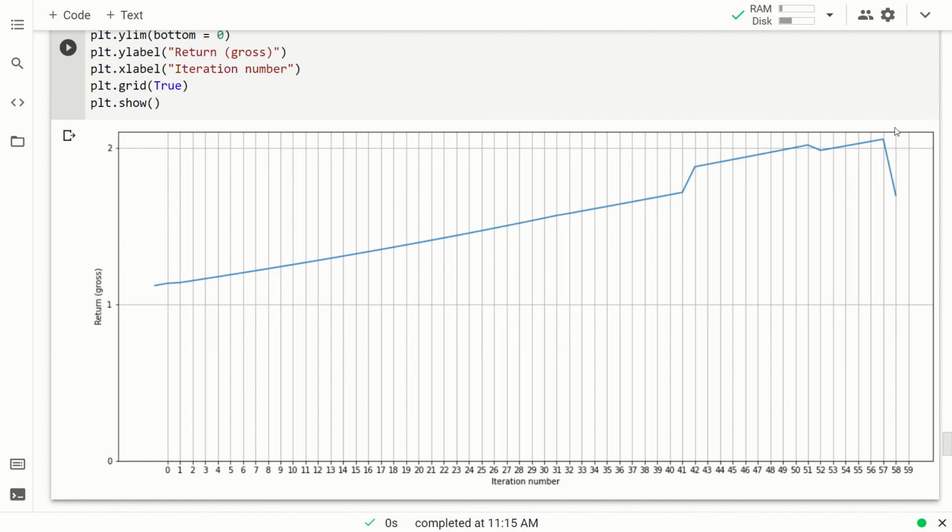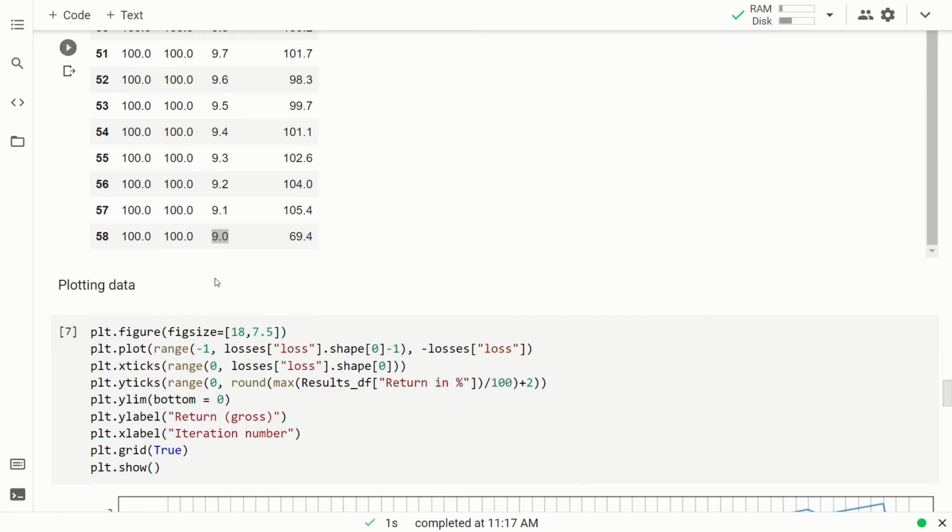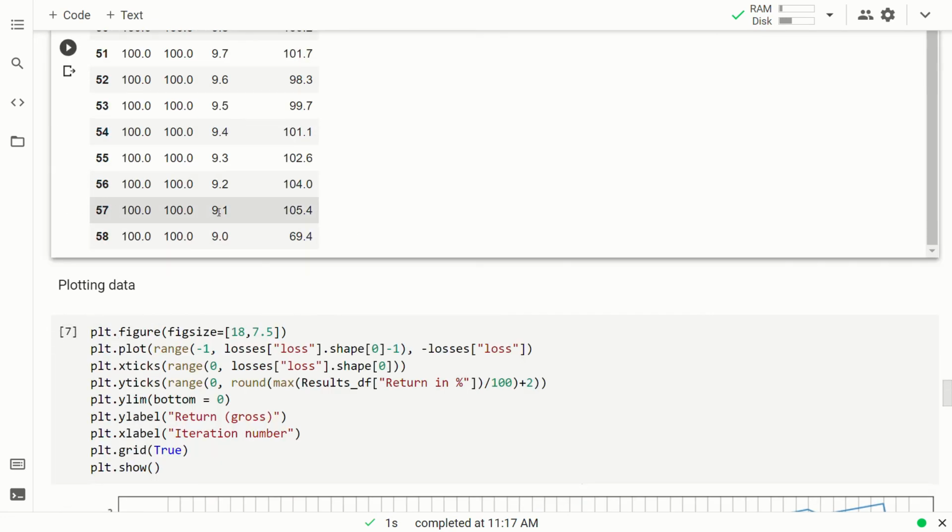Nobody is granting us that this maximum is the global maximum of this function. Nobody. But it's one of the maximums that we can find. Before plotting the results, let me show you that we had reached the local maximum at the 57th iteration, right? So if we go back, the 57th iteration had an M parameter of 9.1. So this is the value that we are going to use to plot the results.